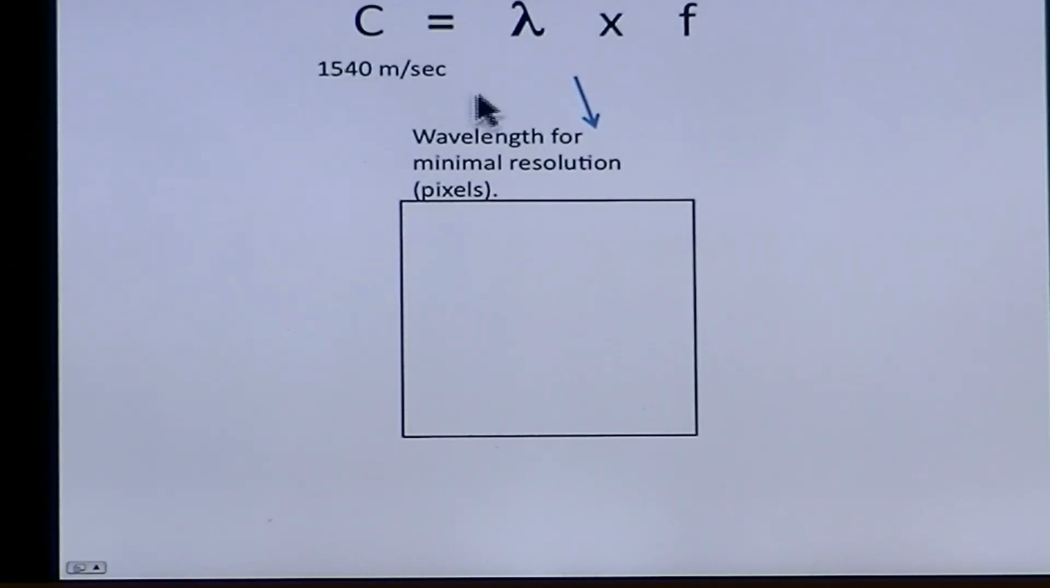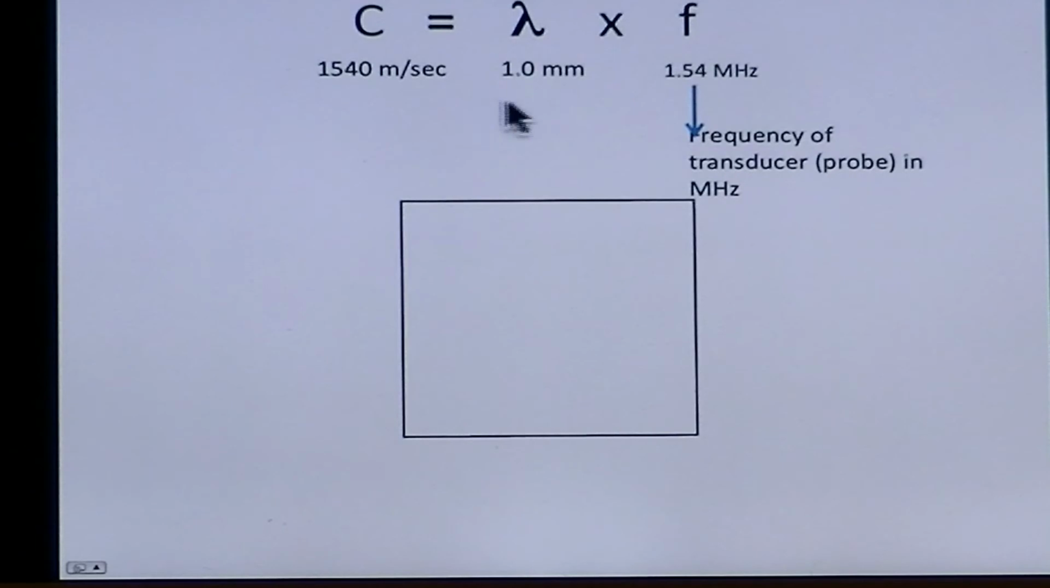And then when we decide to look at 1 millimeter reflectors in the body, we want to relate that to the wavelength of the sound wave, and the fact that we can then multiply the wavelength and the frequency to get the constant. I made this pretty simplistic, but the bottom line is 1,540 meters per second. If you have 1 millimeter reflectors, then the frequency would be 1.54 megahertz.